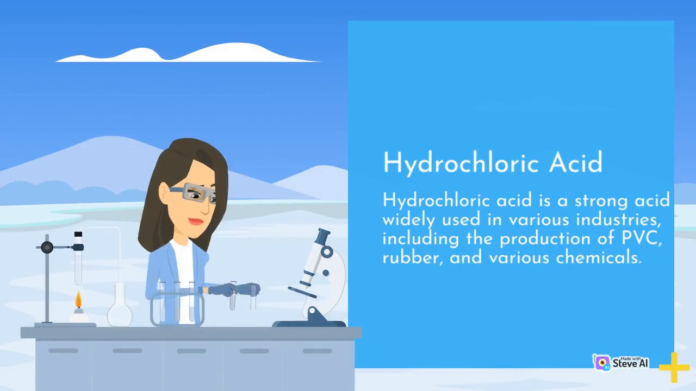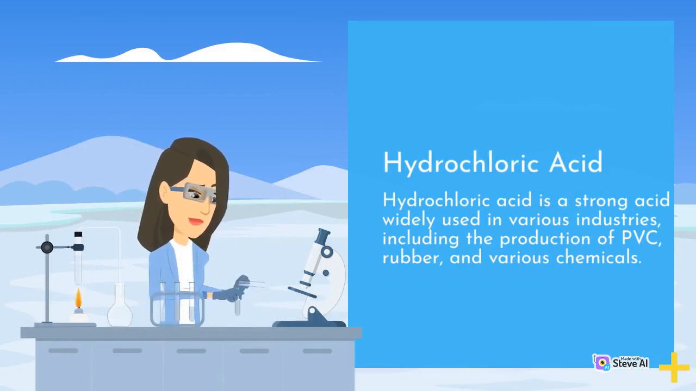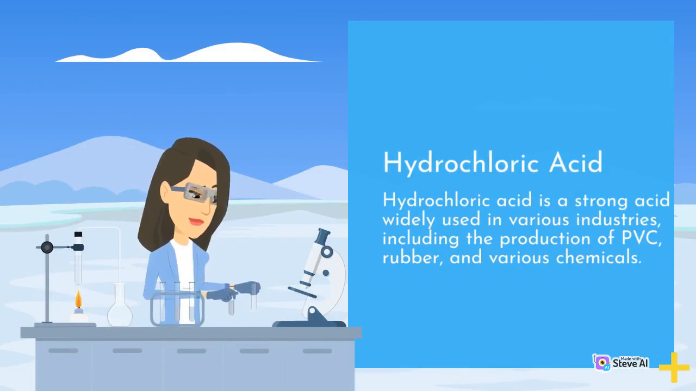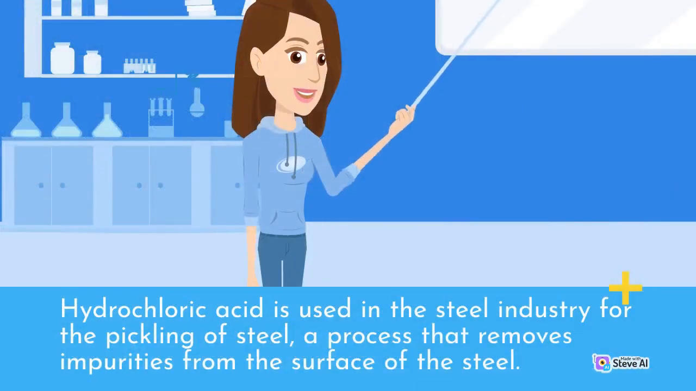Hydrochloric acid. Hydrochloric acid is a strong acid widely used in various industries, including the production of PVC, rubber, and various chemicals. Hydrochloric acid is used in the steel industry for the pickling of steel, a process that removes impurities from the surface of the steel.